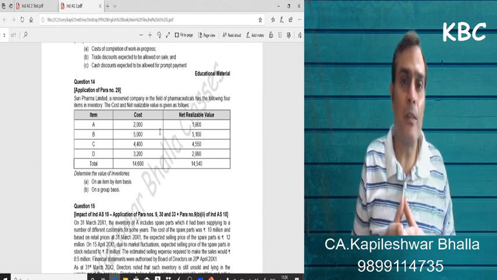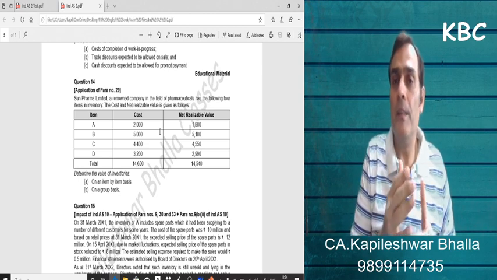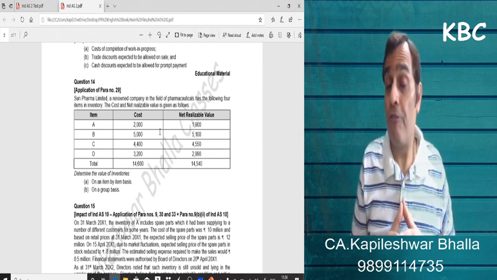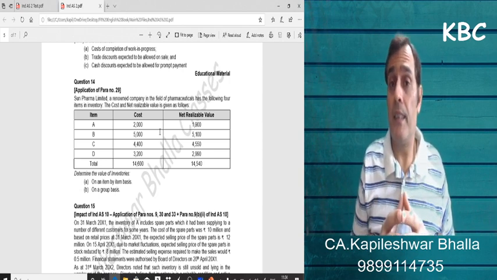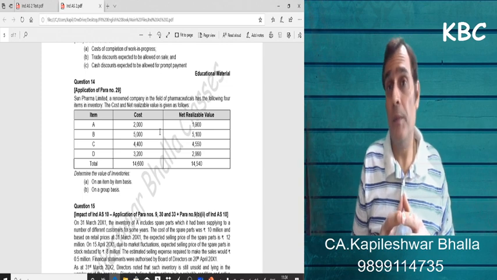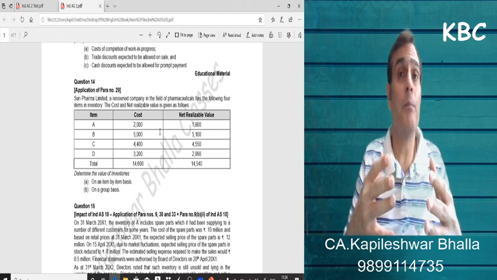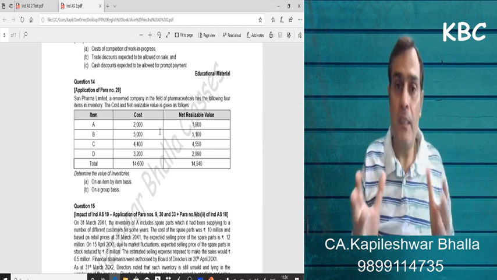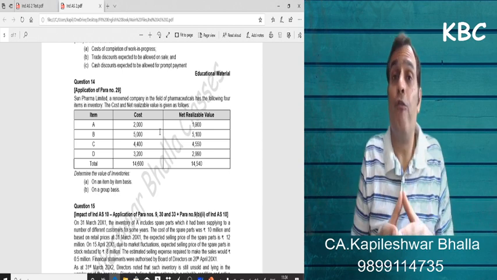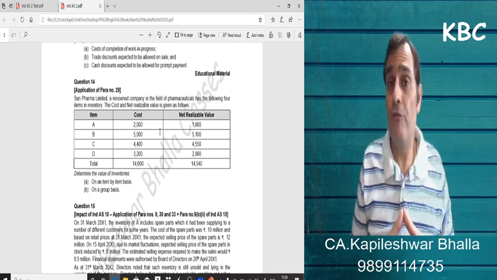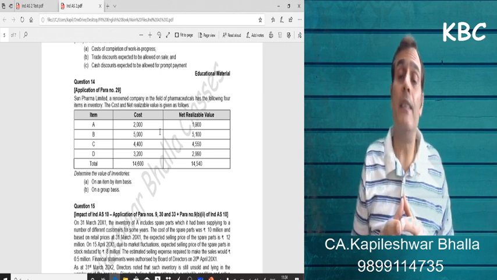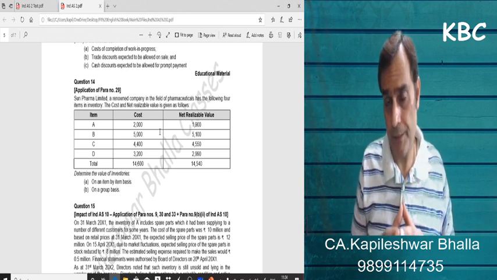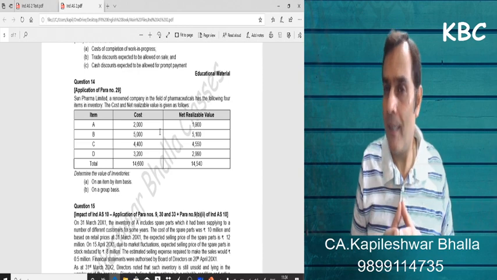So if you compare item by item, then A will be taken at 1900, B will be taken at 5000, C will be taken at 4400, and D would be taken at 2990, because you compare the individual cost vis-a-vis the NRV. But if you make a group comparison, you'll take the total 14,600 vis-a-vis 14,540. In that particular case, the entire inventory will be measured at 14,540. I think that's pretty simple and straightforward indeed.